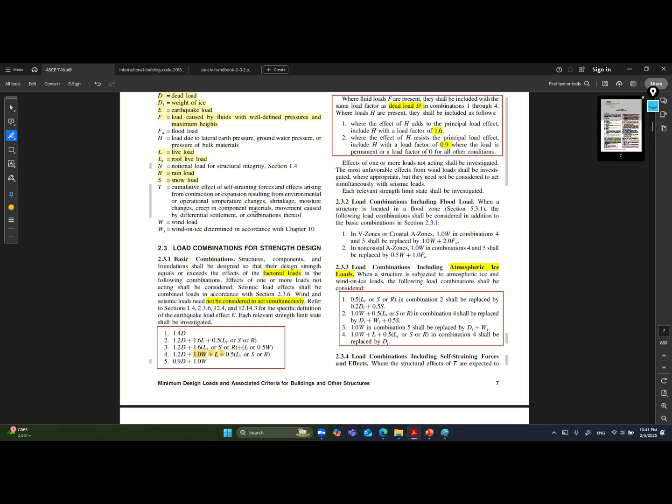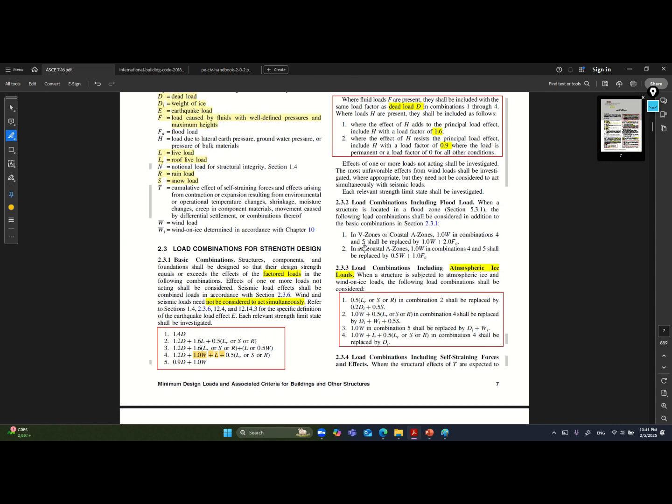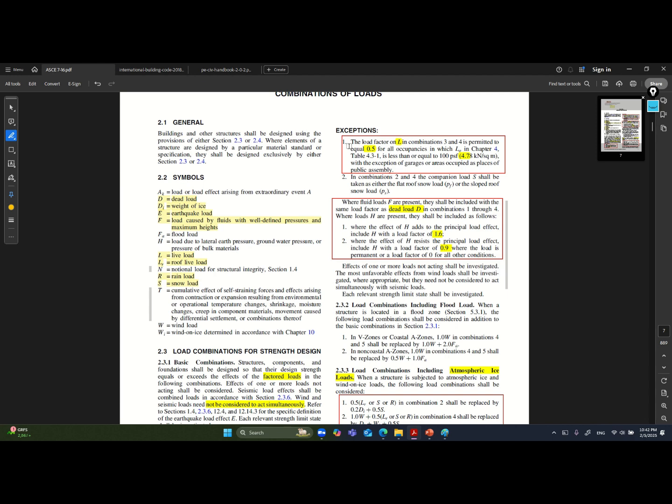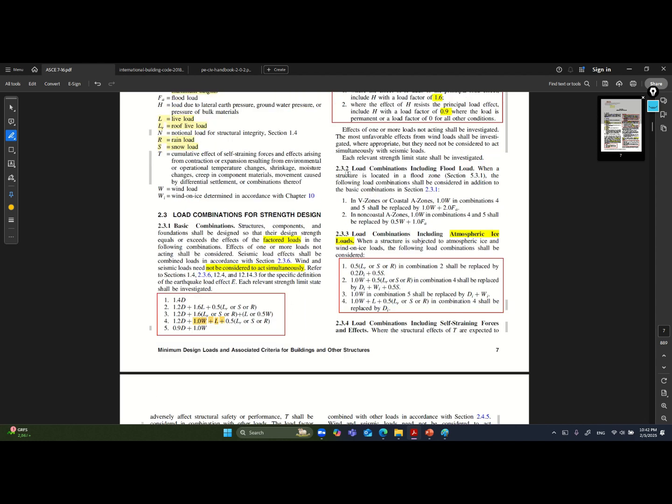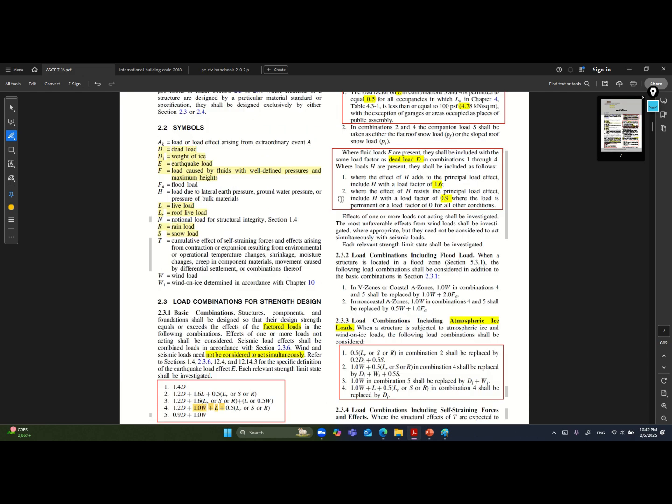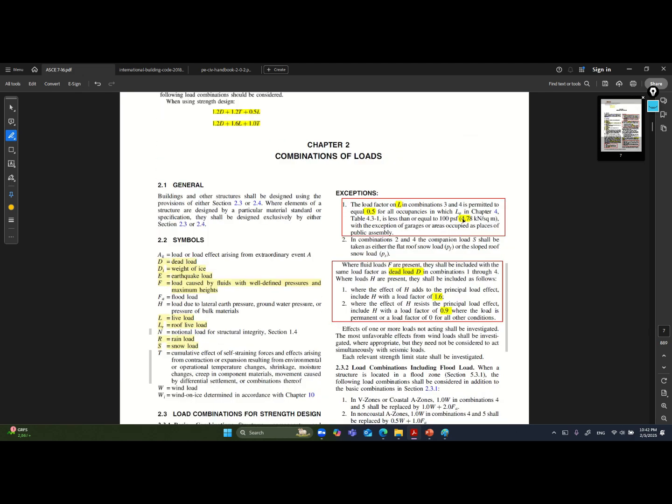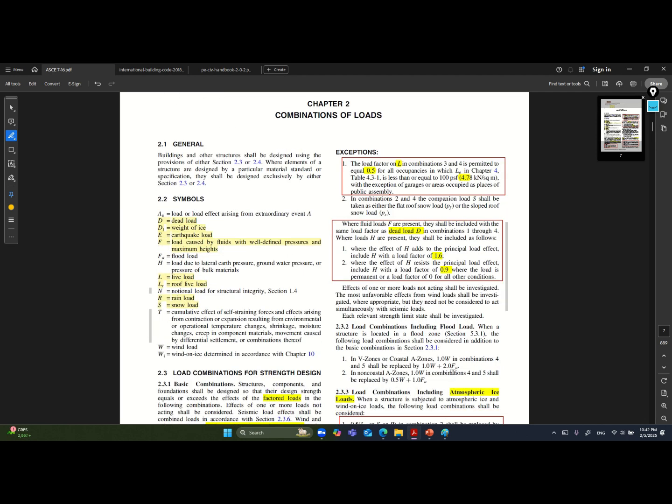Okay, as you see, I highlighted the most important parts, so it's easy for you to get familiar with them. For the exception for the load factor L, the load factor for the live load can be used as half, except that if the live load is more than 4.78, then you will use it as a 1.